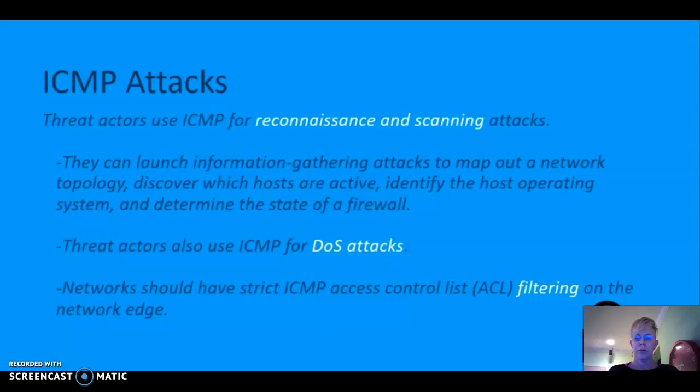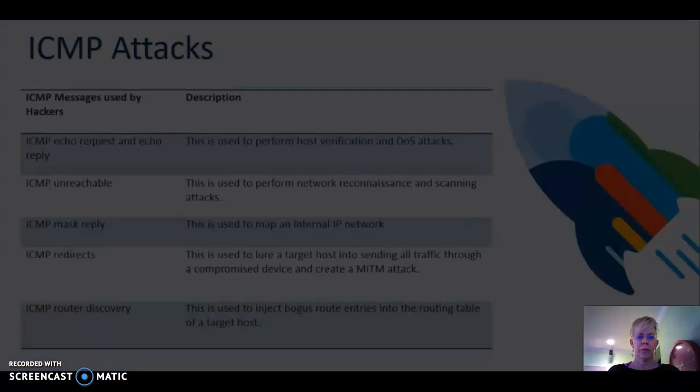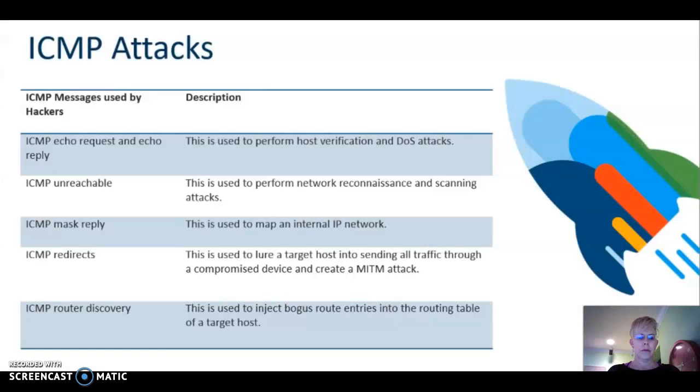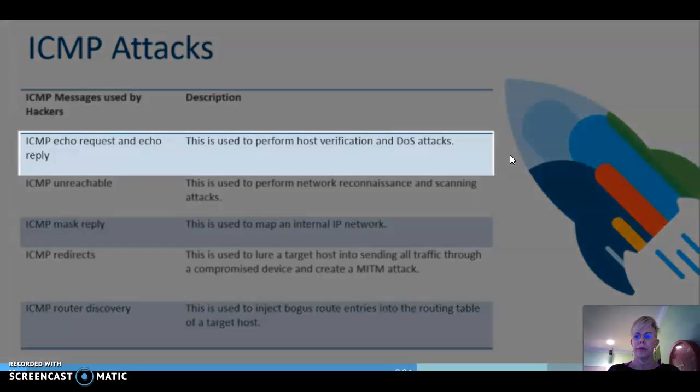Now, threat actors don't just use discovery with ICMP, they can also use ICMP itself for denial of service attacks and distributed denial of service attacks. And our networks should have strict ICMP ACLs deployed to filter ICMP traffic on the network edge and throughout the network topology where it should not be allowed. Now, ICMP attacks themselves have a variety of different, let's say, uses, but commonly it's going to be for host verification as well as denial of service.